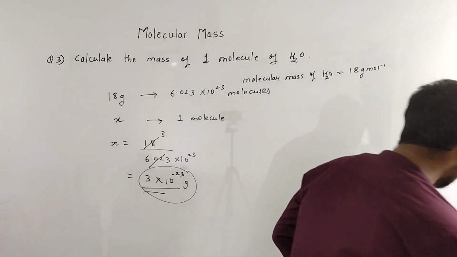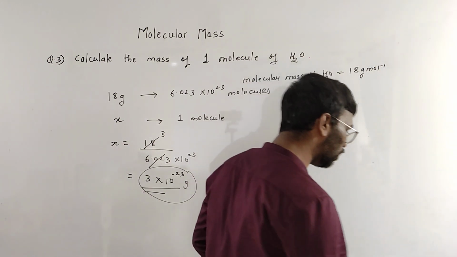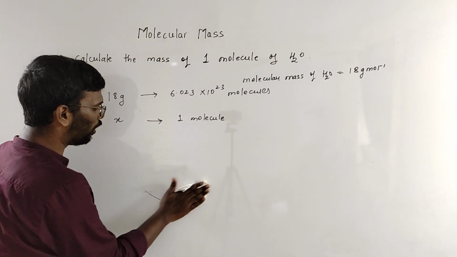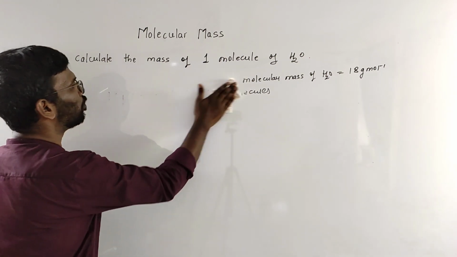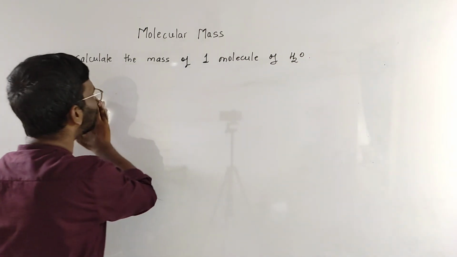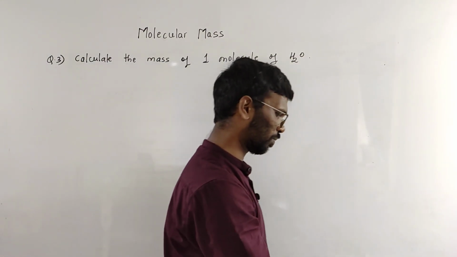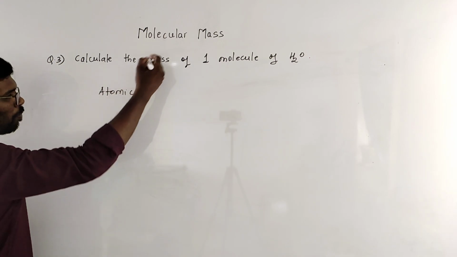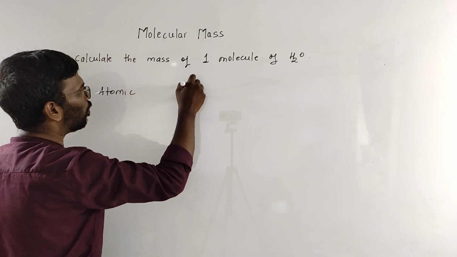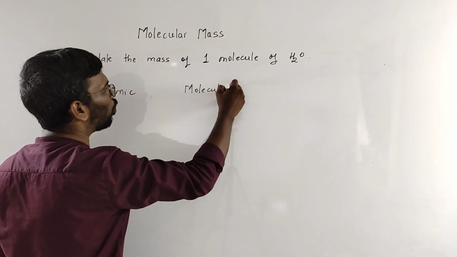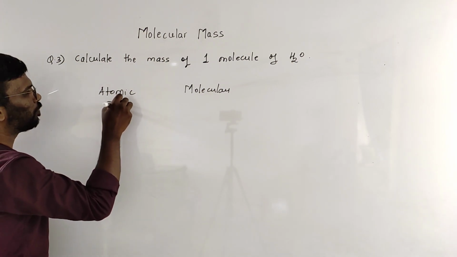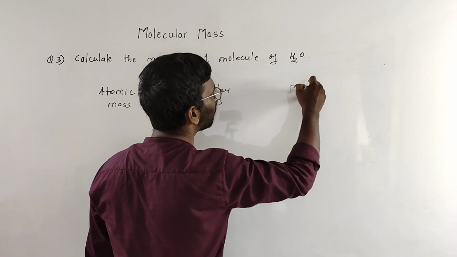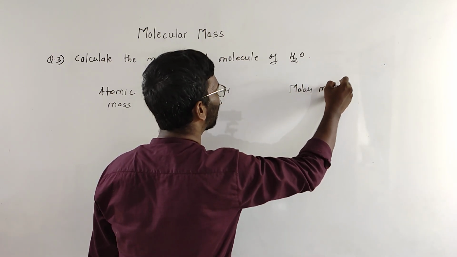One more thing I would like to make clear over here is that many students get confused between molar mass and molecular mass, right? So there is nothing to worry in this. It's very simple. See, there are these terminologies. There is something called atomic mass, which we learned at the beginning. There is molecular mass, and there is one more terminology which we use many times, molar mass.